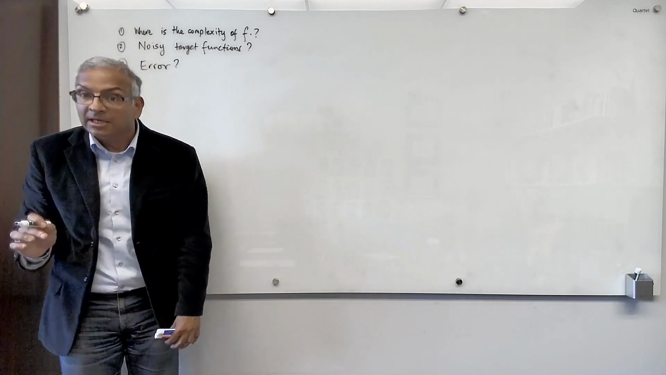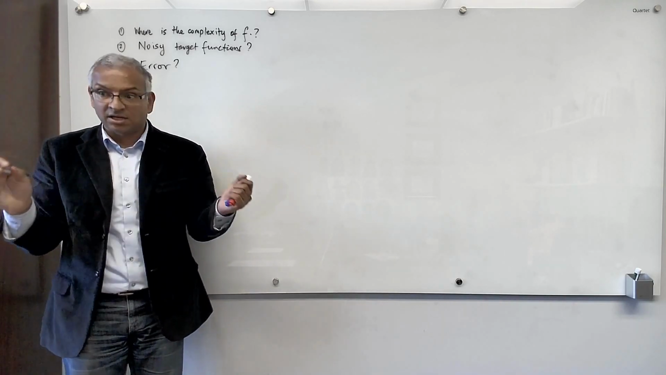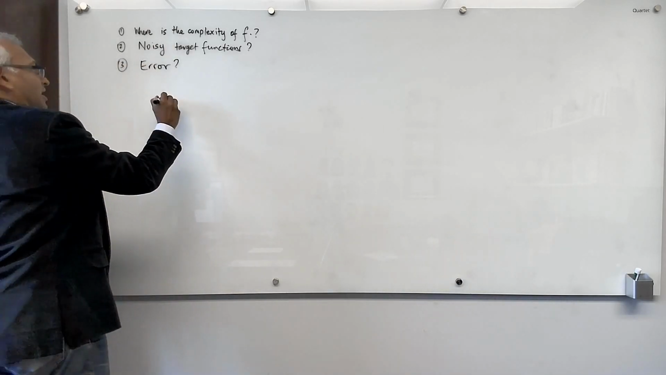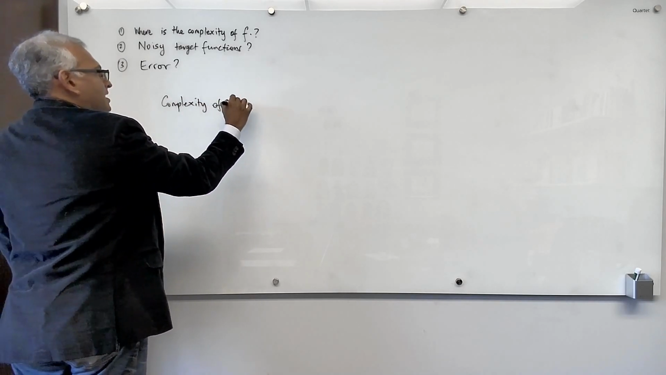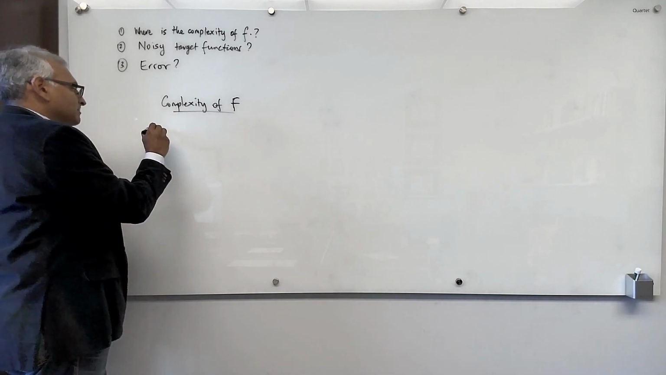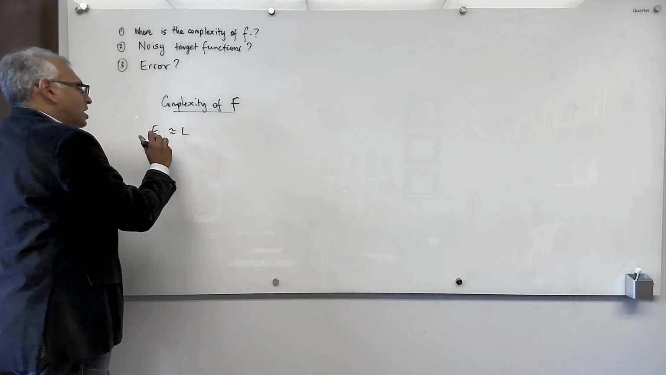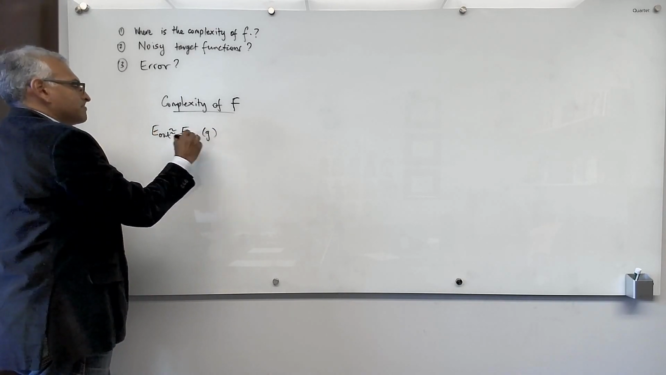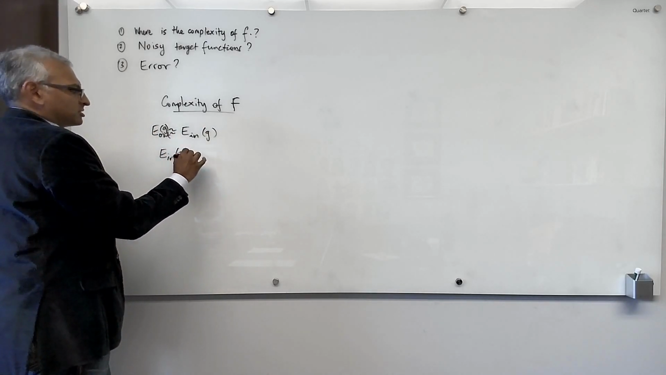It didn't disappear. It's there. Even though we have assumed that our theory holds for any target function, it's there in a subtle way. So, the complexity of f. And remember that trade-off: we need to establish that E_out is approximately equal to E_in for g, and E_in of g is approximately equal to 0.